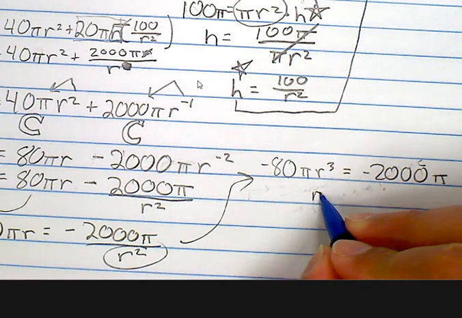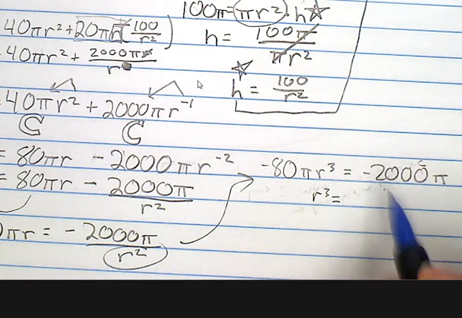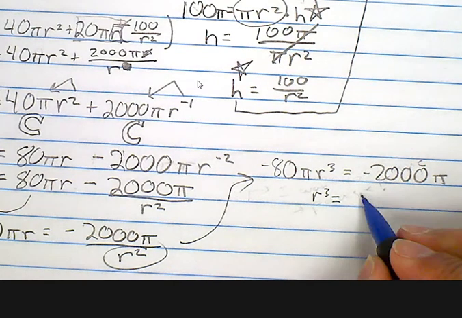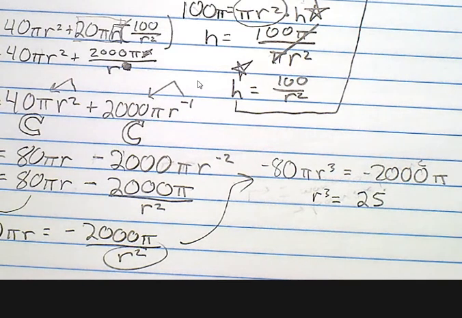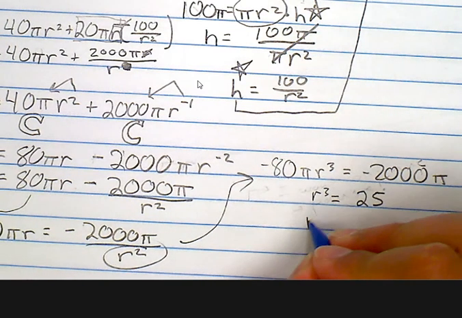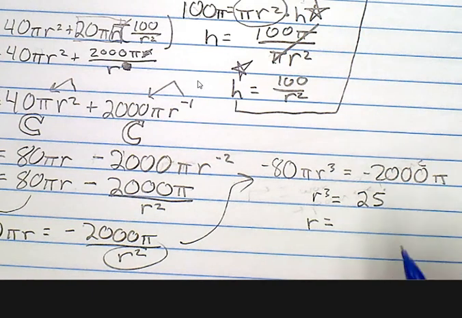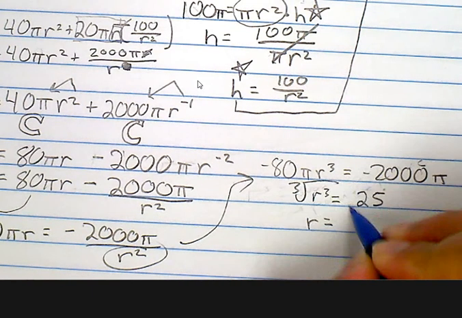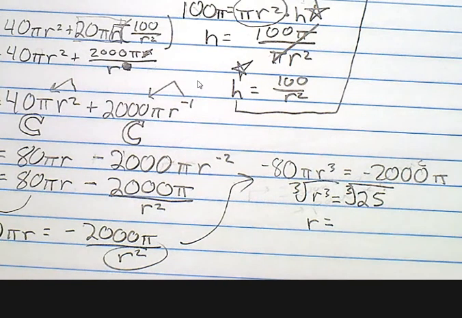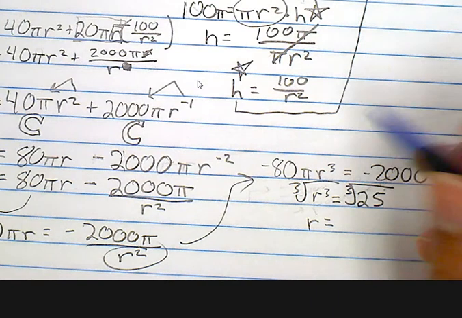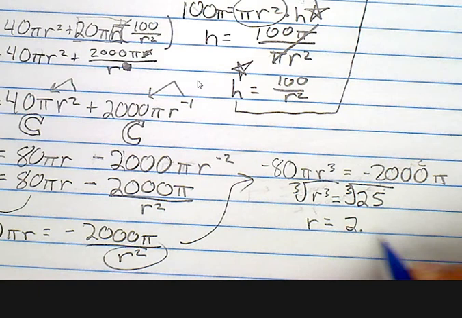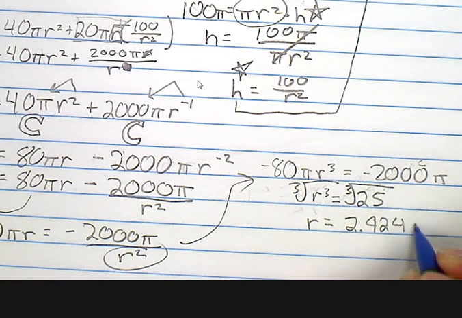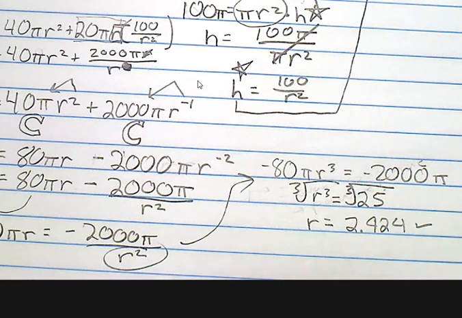R cubed equals not 25 pi, just 25. The pi's cancel. And then I take the third root and R is equal to 25 divided by negative 80 pi. Oh, yeah, that was right, like you wrote that. All right, so that's 2.924. Now that is correct for that, but I also need to find what?